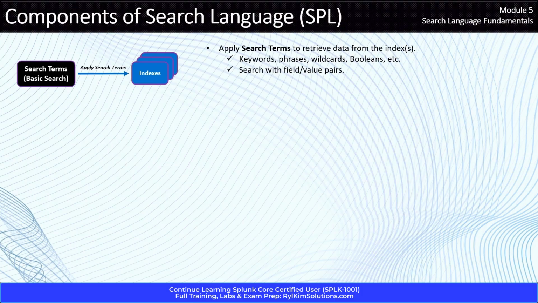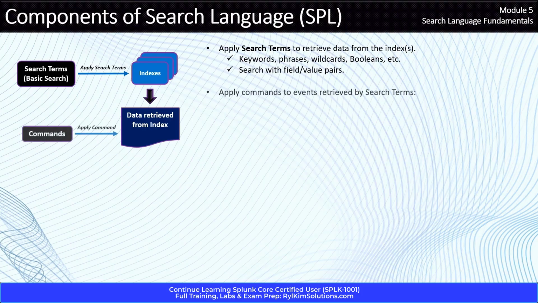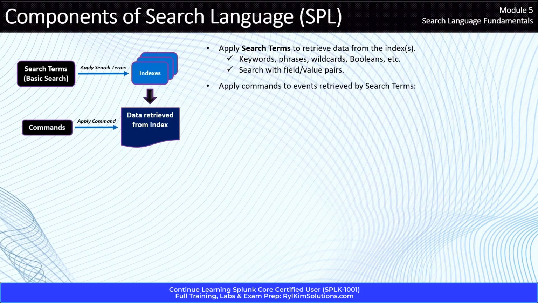Now, this type of search is just to pull data from your index. When you pull this data from your index, there might be some type of analysis that you want to perform with the data in Splunk. That is where commands come in. So you are going to apply commands to that data to do different things. Commands, therefore, specify what to do with the results that you retrieve from your index.